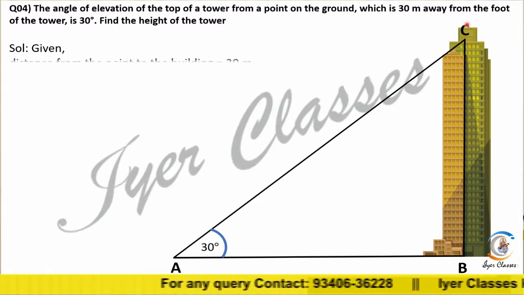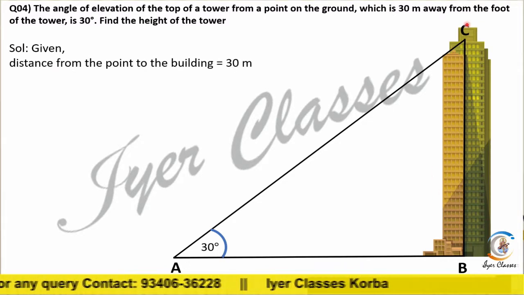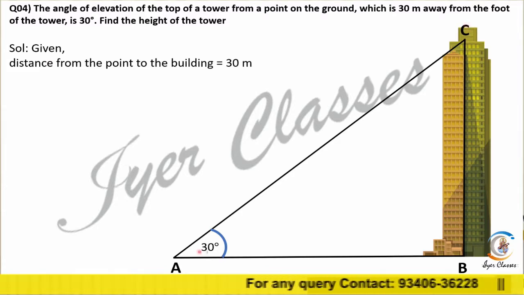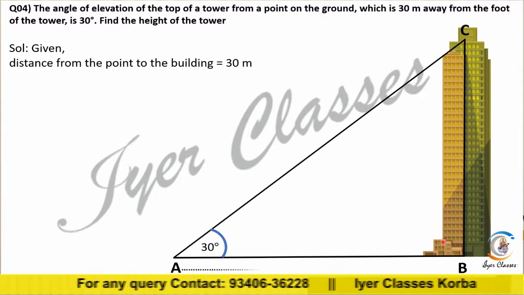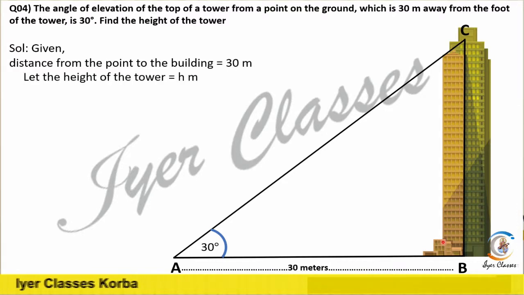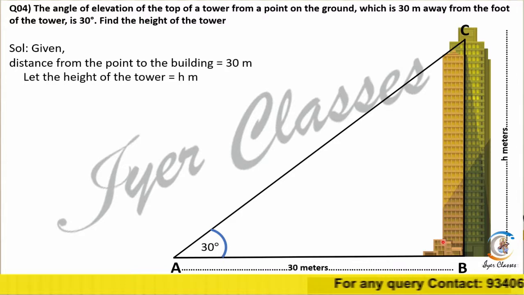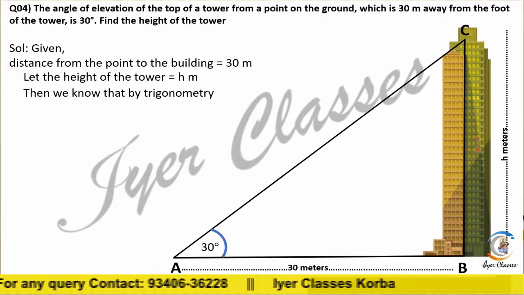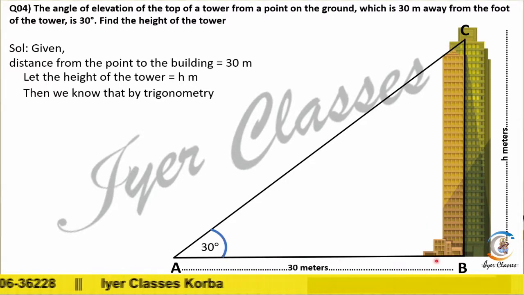Simply using trigonometrical ratios, we can find out the height of the tower without actually going and measuring it, right? So what is the distance of the point of observation from the building? It is equal to 30 meters, right? Now let the height of the tower be equal to h, because we don't know it. And now you are going to consider the triangle ABC, which is right angled at B.